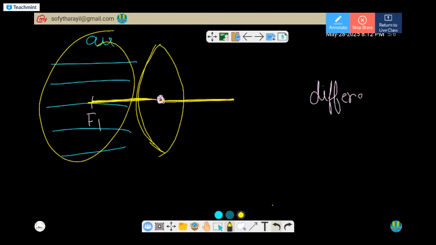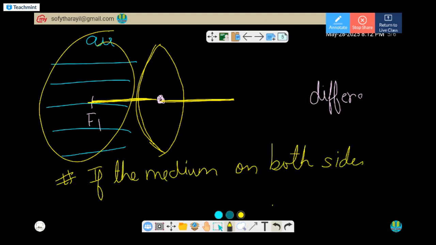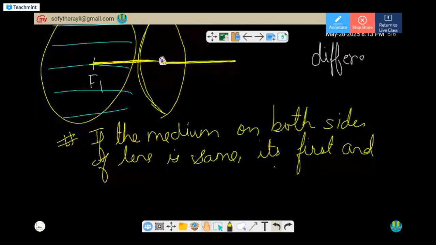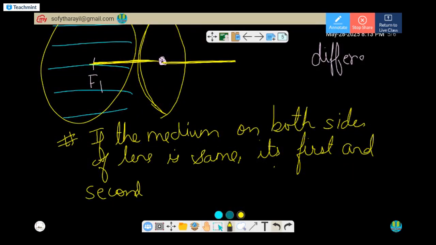If the medium on both sides of a lens, whichever lens, it can be concave or convex, it's a general statement for both, is the same, its first and second focal length will be equal, or you can say will be the same.